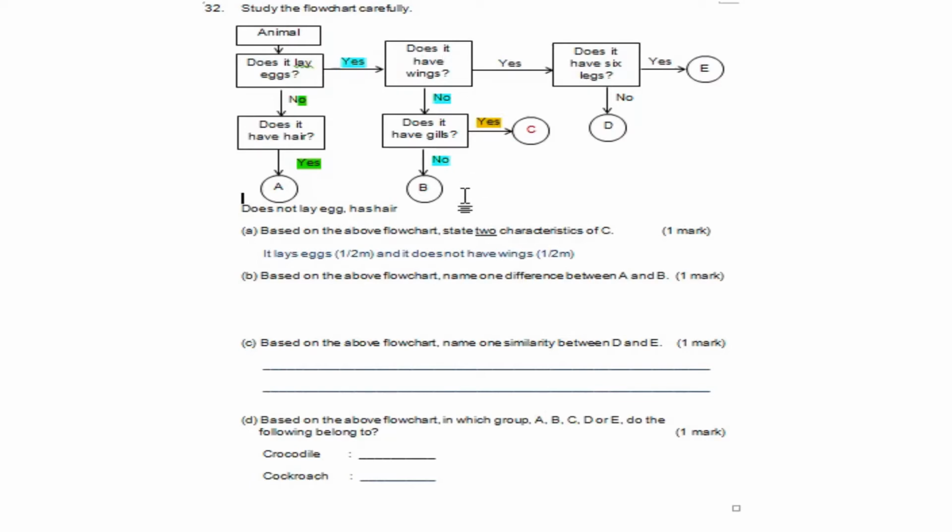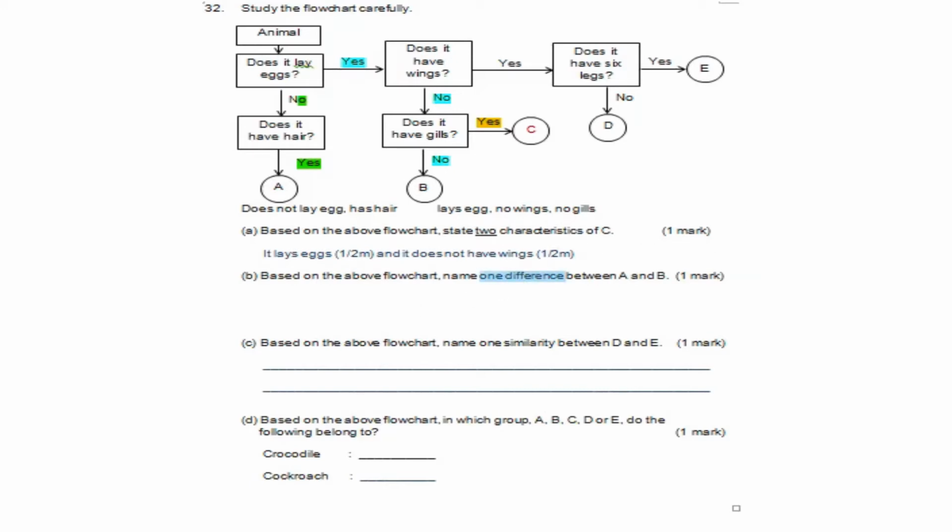Now if you take a look at B, does it lay eggs? Yes, it actually lays eggs. And then after that, does it have wings? No wings, because the answer is no. And does it have gills? No gills. However, they say name one difference.